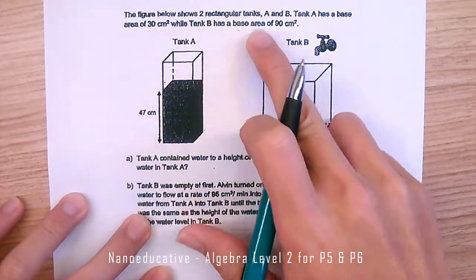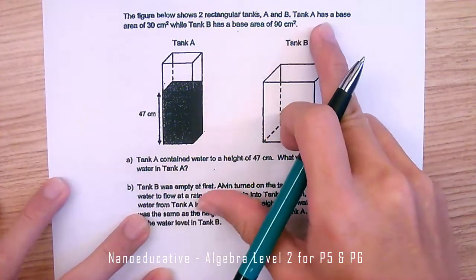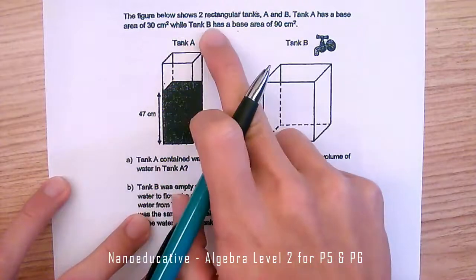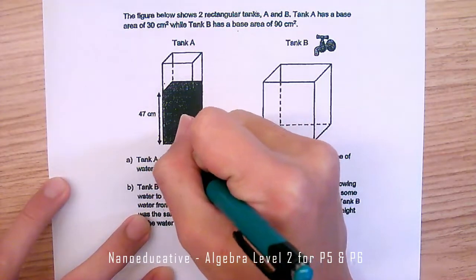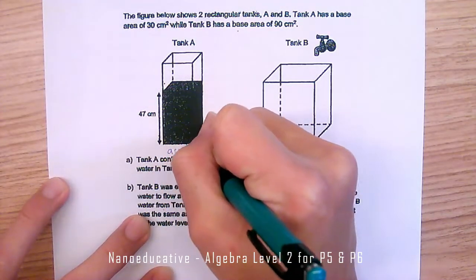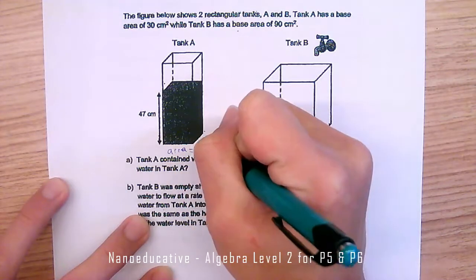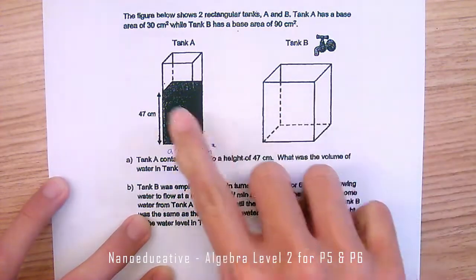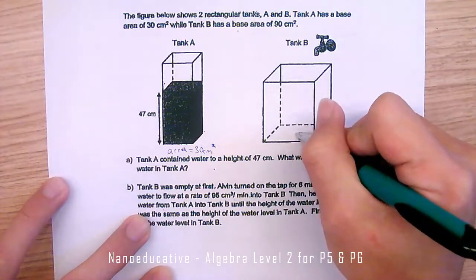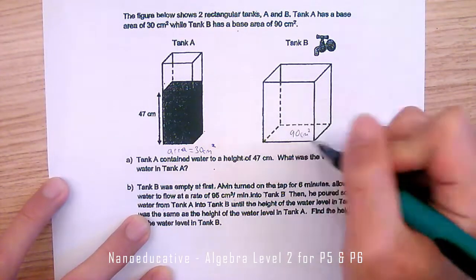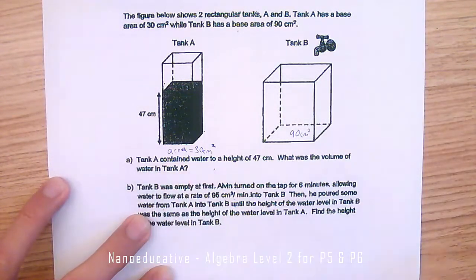The figure below shows two rectangular tanks A and B. They mention that tank A has a base area of 30 cm square, so I'm going to write it here. Tank B has a base area of 90 cm square. They said that tank A contained water up to a height of 47 cm. What was the volume of the water in tank A?